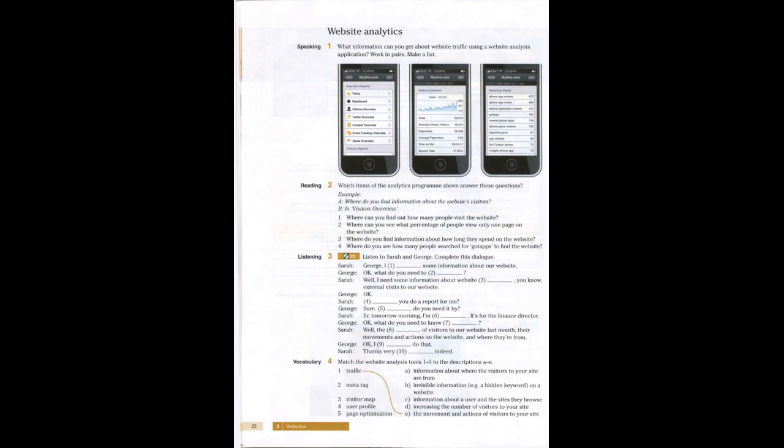Number two, meta tag, it is B, invisible information. For example, hidden keywords on a website. As for number three, visitor map, it refers to information about where the visitors to your site are from. Number four, user profile, it is information about a user and the sites they browse. And finally, number five, page optimization, it means increasing the number of visitors to your site.